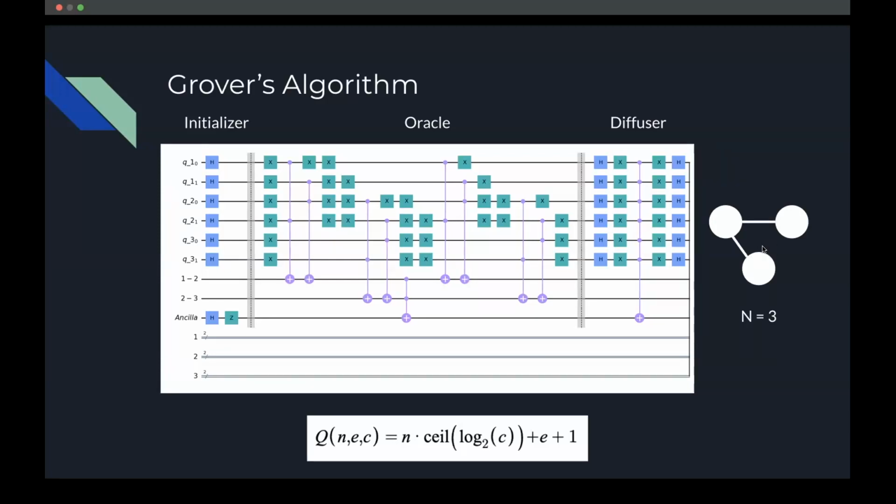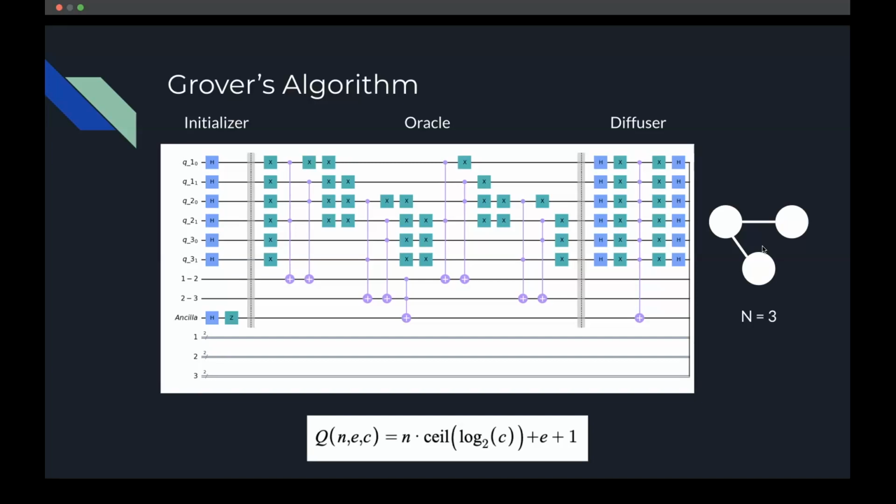Specifically, it is for the graph shown on the right, with 3 nodes and 2 edges and 3 colors. The number of qubits required for this implementation of Grover's algorithm for a given graph is the number of nodes multiplied by the ceiling of log base 2 of the number of colors, plus the number of edges, plus 1. Grover's algorithm consists of 3 parts: an initializer, an oracle, and a diffuser. The initializer is just the equal superpositions initializer that we discussed earlier.